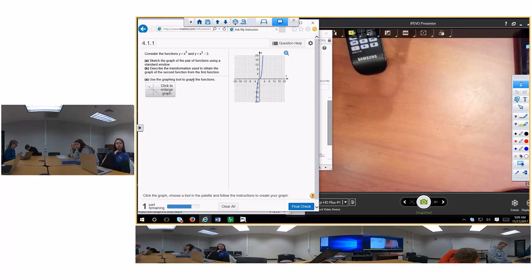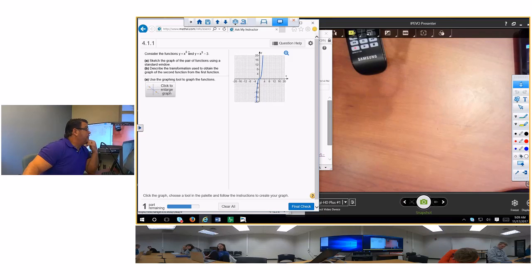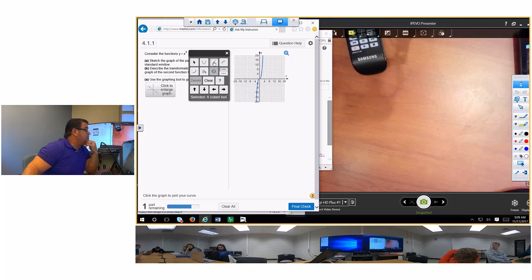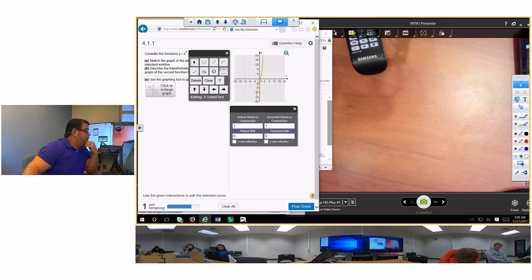It says consider the function y is equal to x cubed and y is equal to x cubed minus 3. Sketch the graph and compare the pair of functions using a standard window. Describe the transformation used to obtain the second. So they want you to do x cubed. Okay, so there's x cubed, this kind of function, and there's that one. Nothing is done with that one.